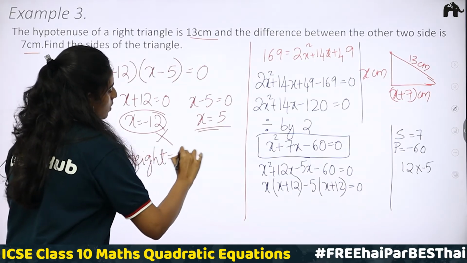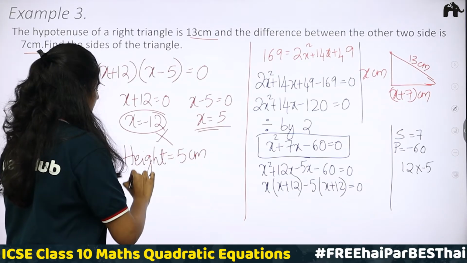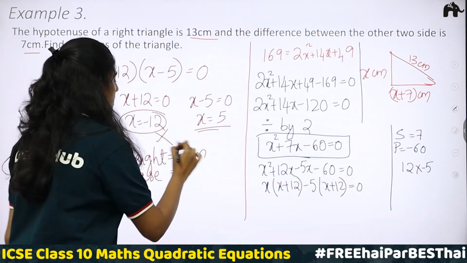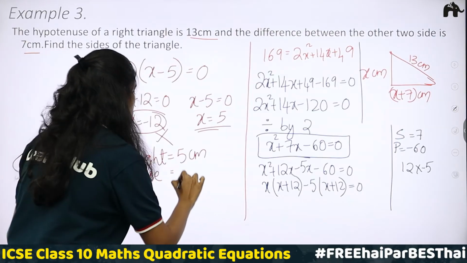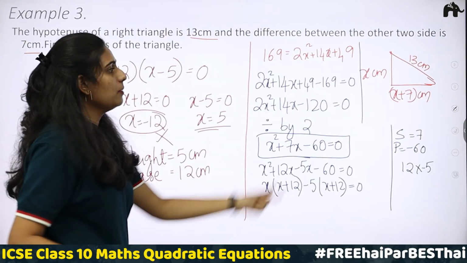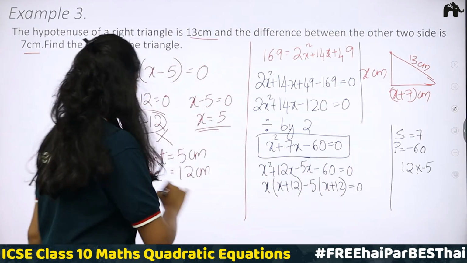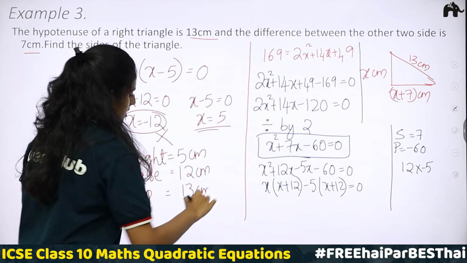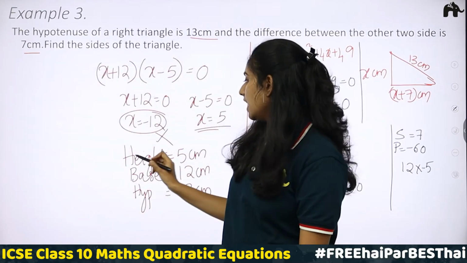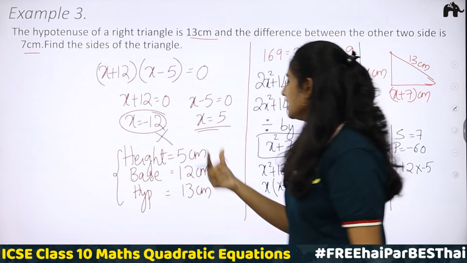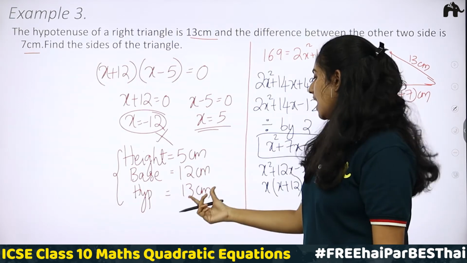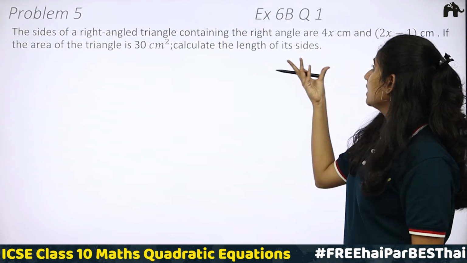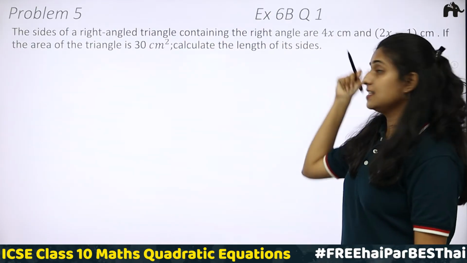Height is equal to 5 centimeter. Then base is equal to x plus 7 centimeter. That is 5 plus 7 centimeter, which is 12 centimeter. And hypotenuse is already given. Hypotenuse is equal to 13 centimeters. So the three sides are 5 centimeter, 12 centimeter and 13 centimeter. Clear? Problem number 5. Question 1 of exercise 6B.